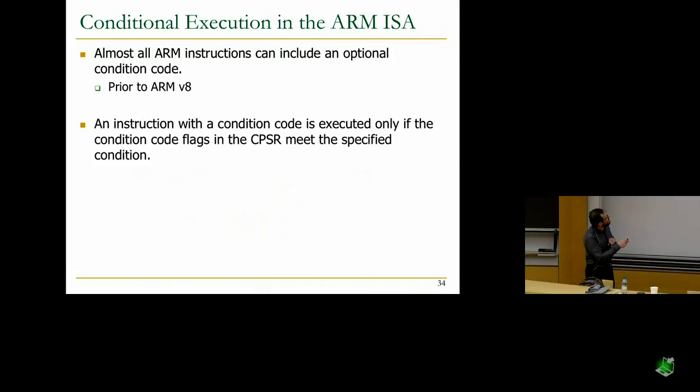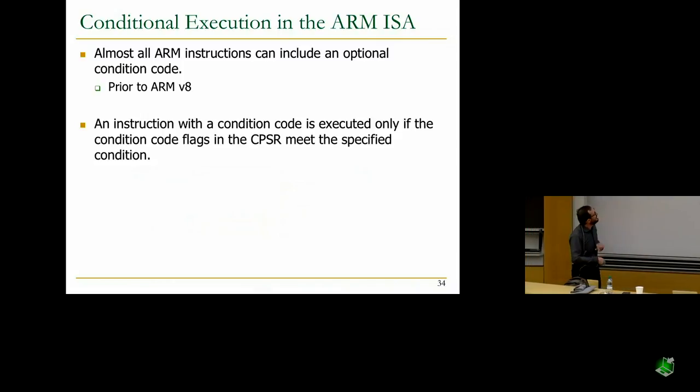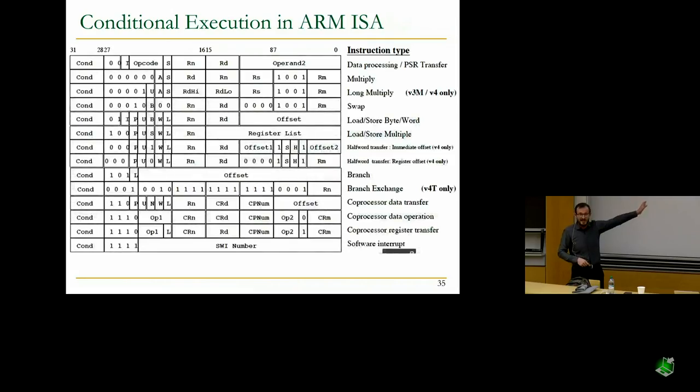But an instruction with a condition code is executed only if the condition code flags in the processor status register meet the specified condition. I'll give you just an example. This is not the current ARM ISA. This is the old ARM ISA. They had these condition codes.